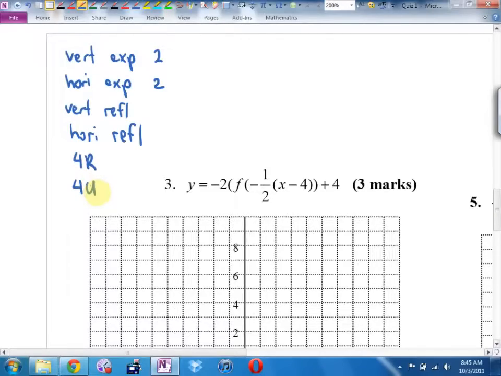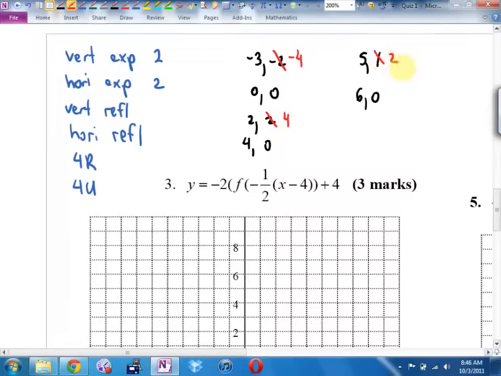If you list the key points: negative 3, negative 2; 0, 0; 2, 2; 4, 0; 5, 1; and 6, 0. You can go vertically expand by 2. Negative 4, 0 times 2 is 0. 2 times 2 is 4. 0 times 2 is still 0. 1 times 2 is 2.